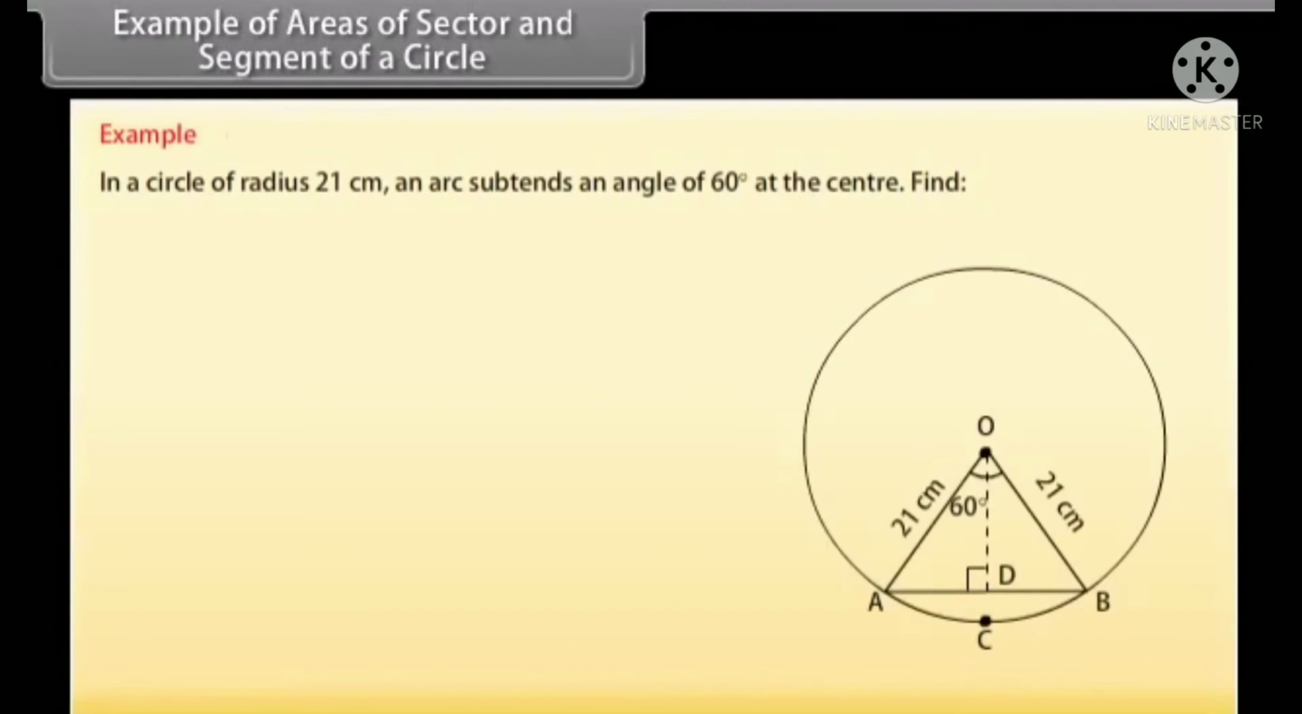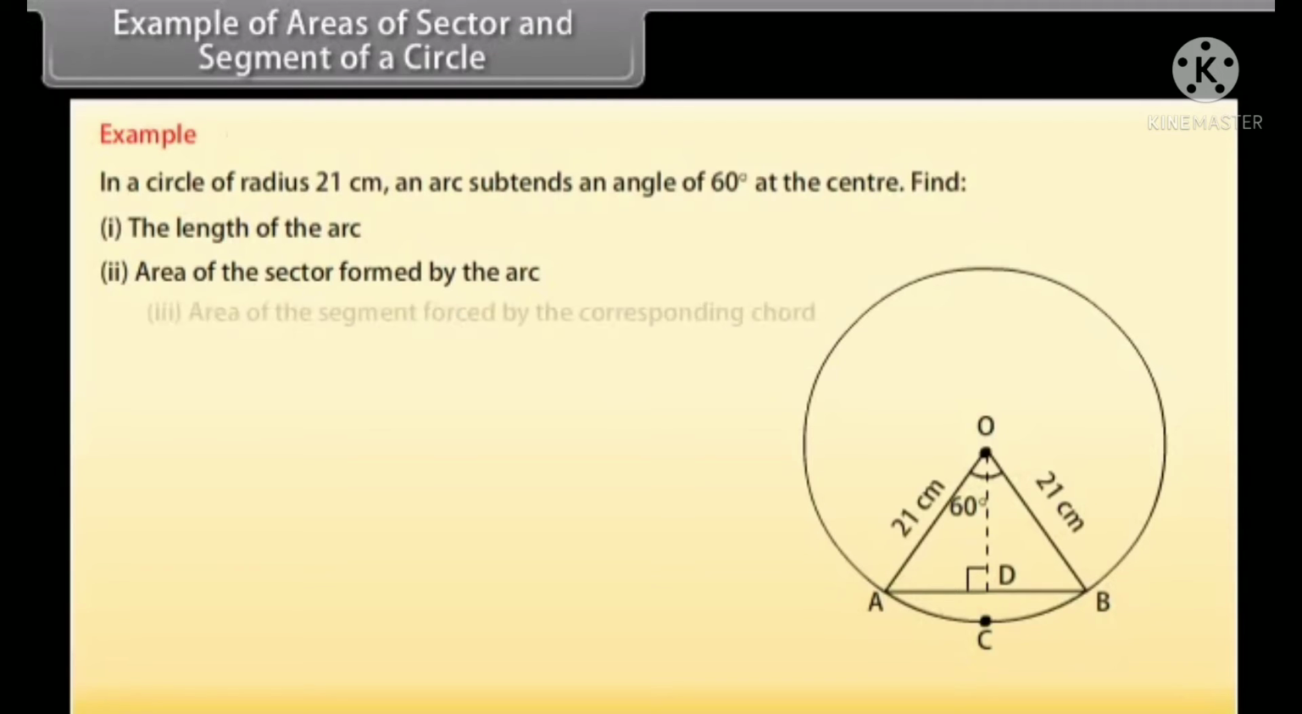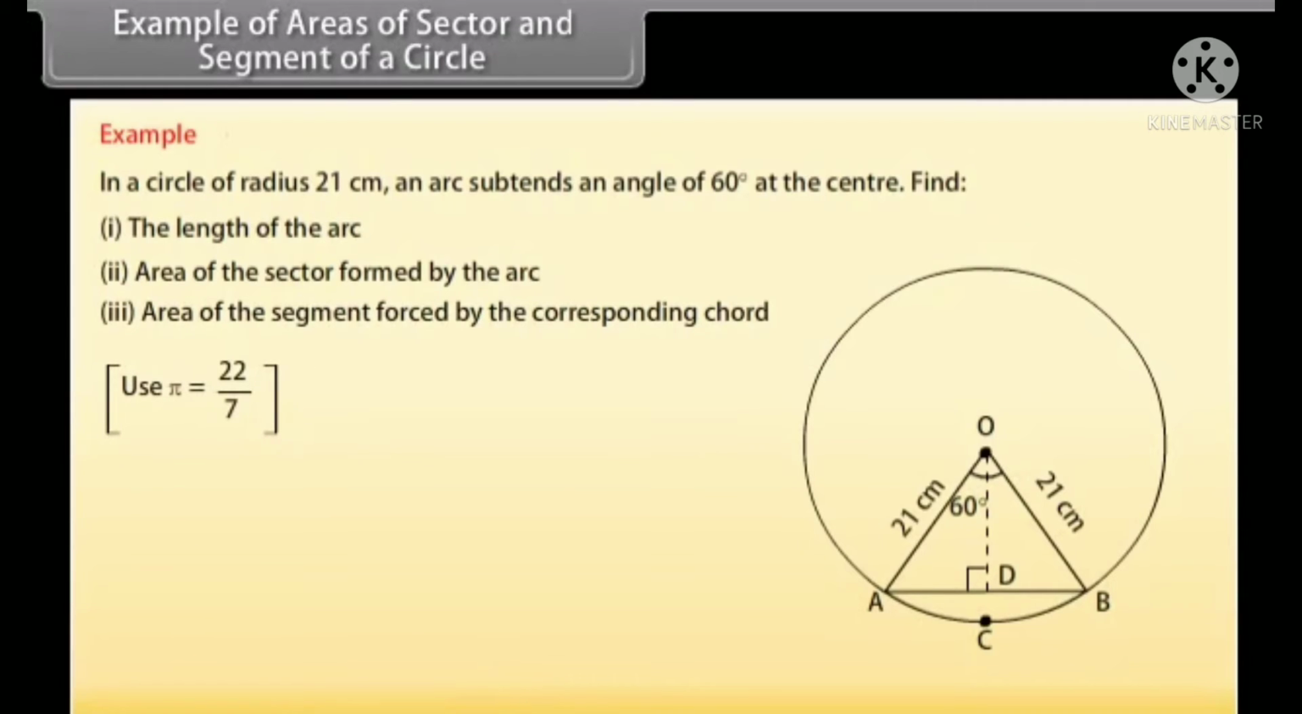Example. In a circle of radius 21 centimeters, an arc subtends an angle of 60 degrees at the center. Find 1. The length of the arc. 2. Area of the sector formed by the arc. 3. Area of the segment formed by the corresponding chord. Use pi as 22 upon 7.